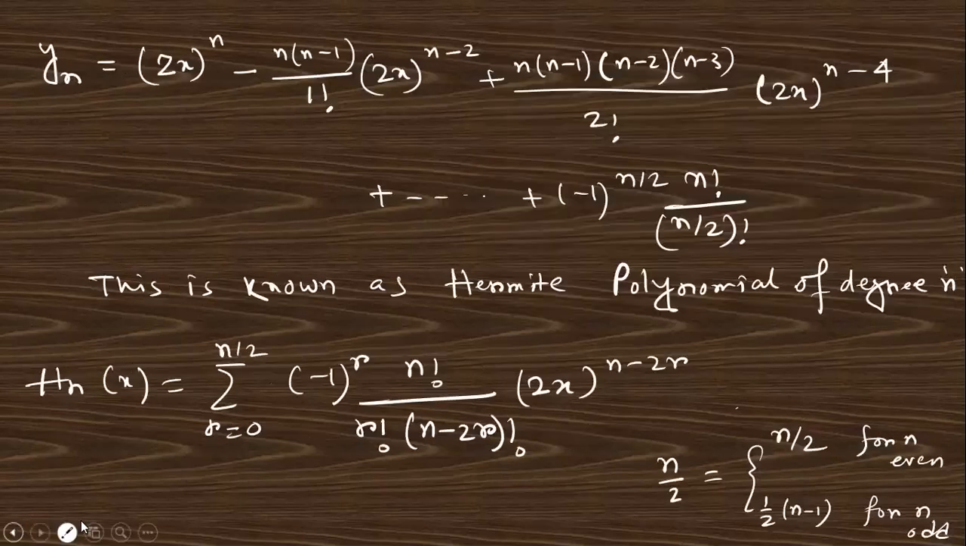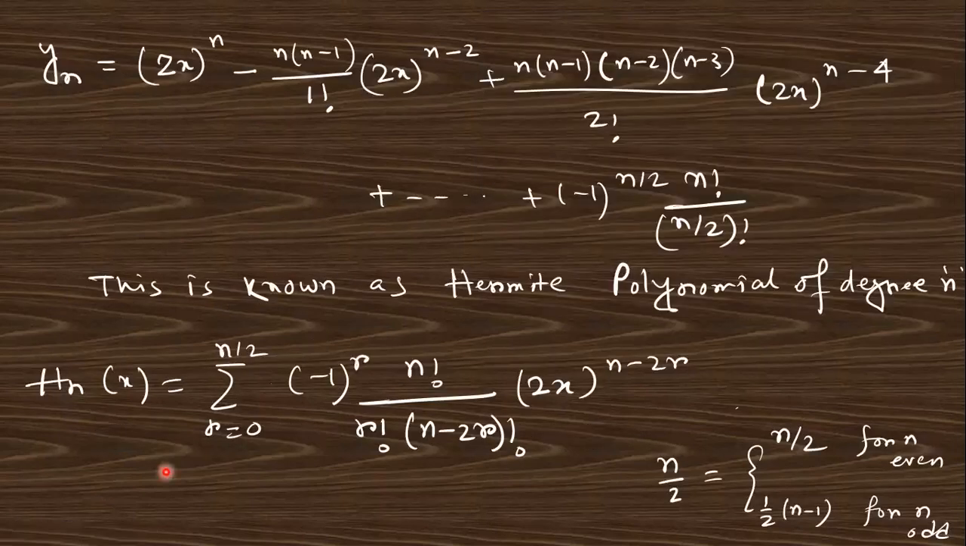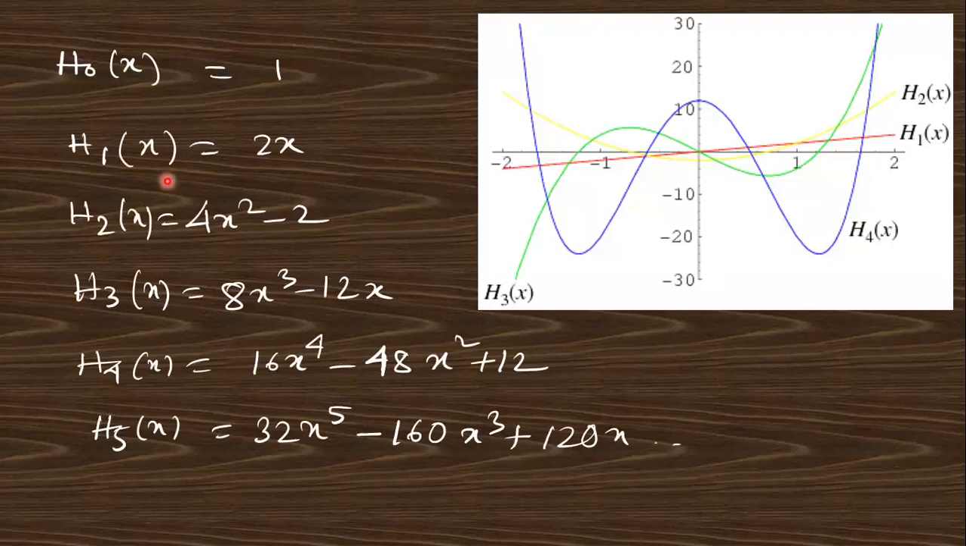Now to find the Hermite polynomials for n equals 0, 1, 2 and so on, you will get these polynomials. For n equals 0, this will be 1. If you put n equals 0, this is 0, this is 0, and there is only one term, that is 1. And for n equals 1, H1(x), H2(x), H3(x) will be obtained like that. Okay, these are the Hermite polynomials.